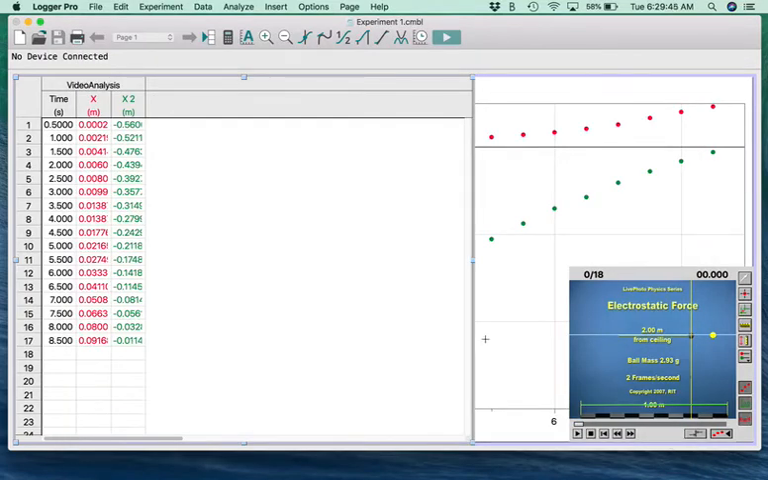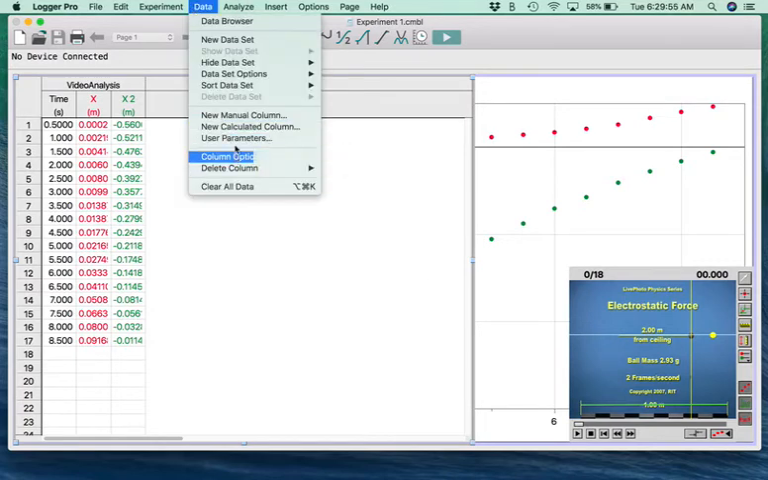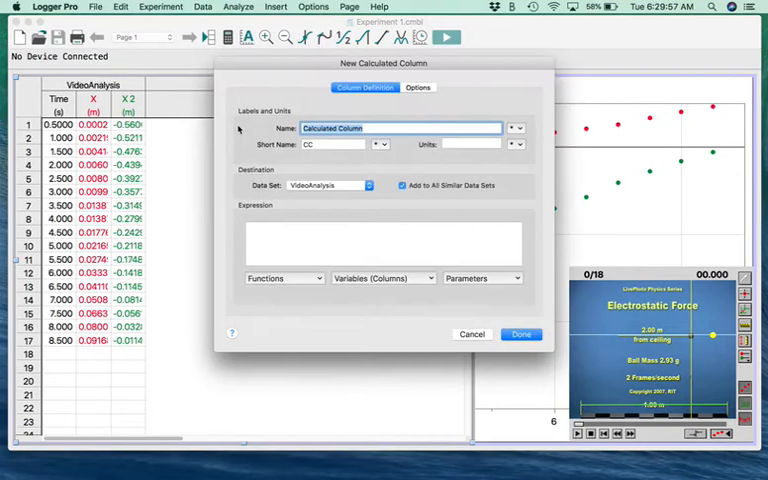Okay, so again, what's the original question we're trying to answer? How does the electrical force depend on the distance between the two spheres? Let's go ahead and calculate the distance between the two spheres. I go to my data menu and I choose a new calculated column, and it brings up a menu and says, what do you want this column to calculate?